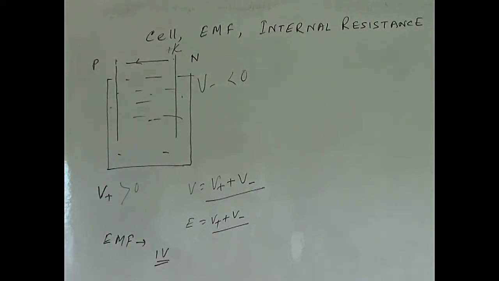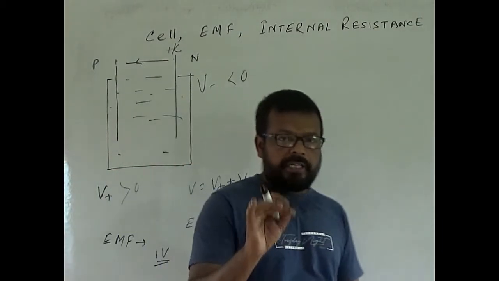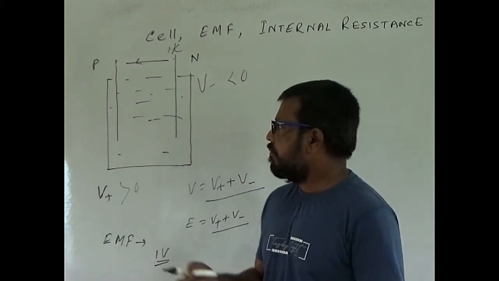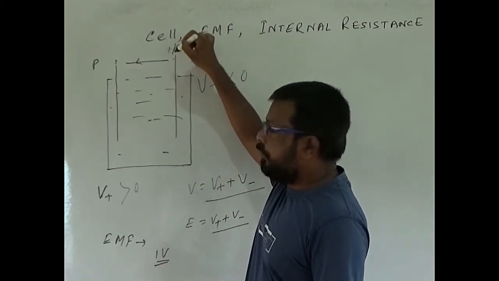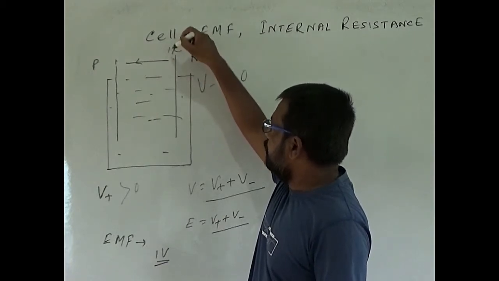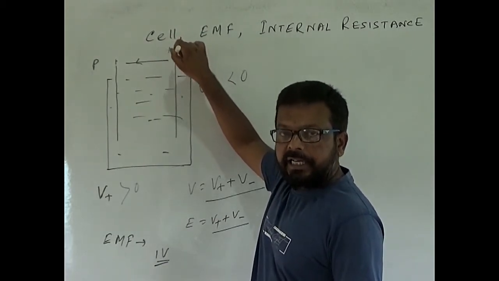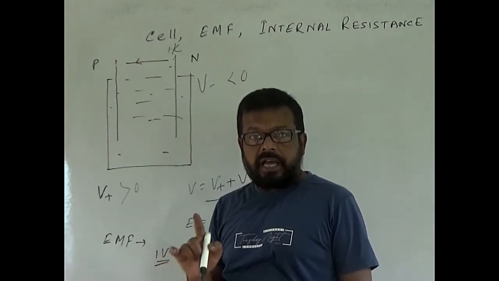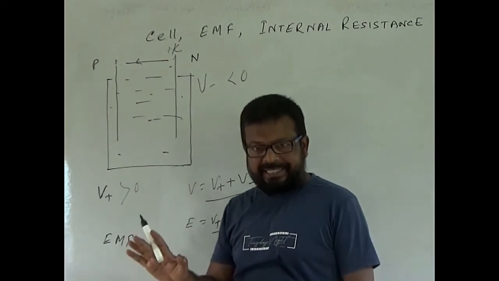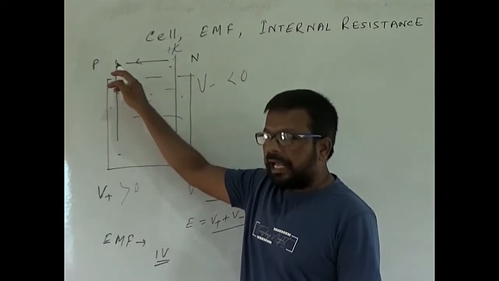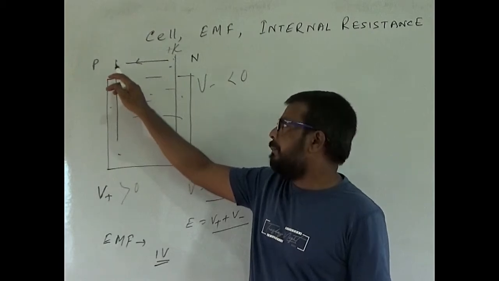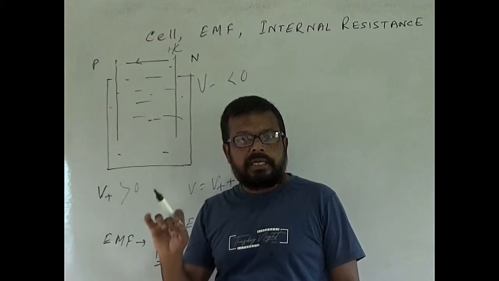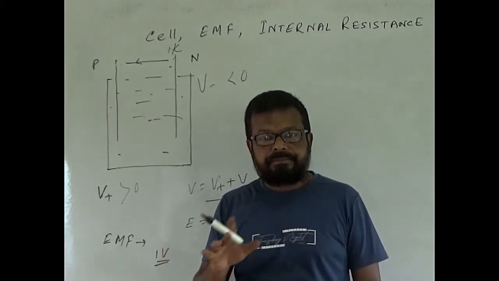And what do you mean by 1 volt EMF? By 1 volt EMF, you can say that if we want to transfer plus 1 coulomb of charge from the negative terminal to the positive terminal, then 1 joule of work has to be done. Or we may say that if plus 1 coulomb of charge is transferred from the positive terminal to the negative terminal, then 1 joule of work is done by the cell.